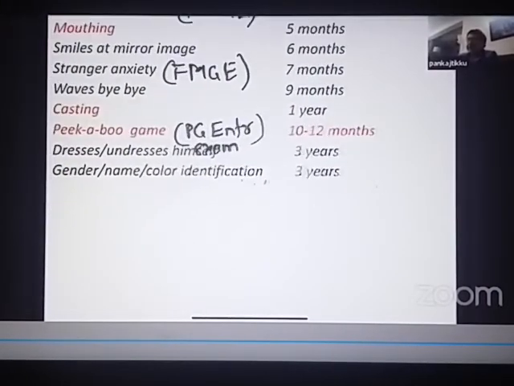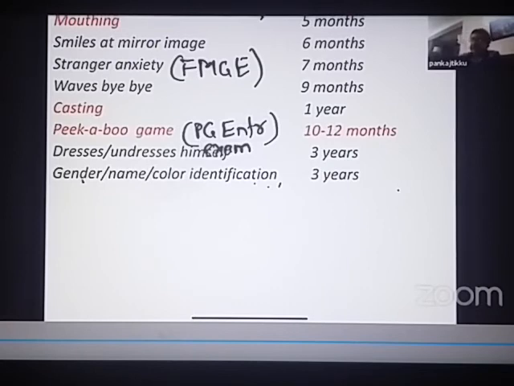When does a child identify his gender? This again is an FMG question. When does a child identify his gender? I am a male, I am a female. When does a child identify his name? And when does a child identify colors? All of them at the age of 3 years. So gender identification, name identification, and color identification, 3 years. Dressing and undressing himself, again 3 years.